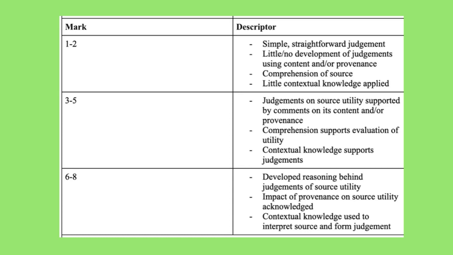Essentially, this question is all about stating how useful you think the source is, using the information given to you in the source and before it, and the information that you already have about the topic, to explain why you made that judgment. Showing that you can do this well is how you can score in the highest band.